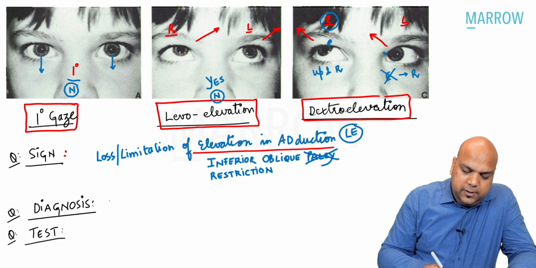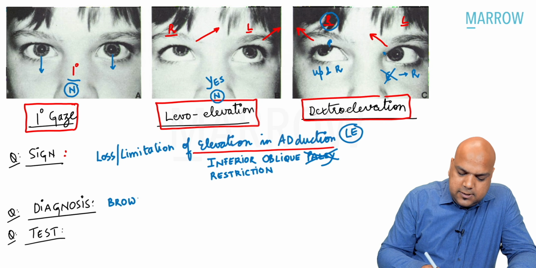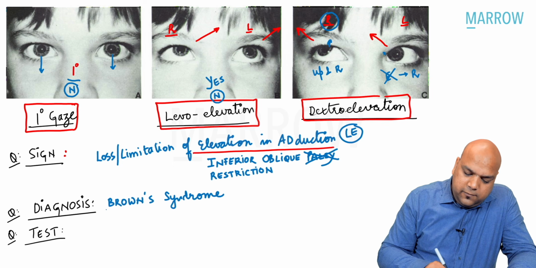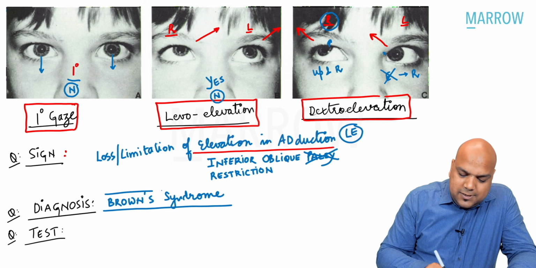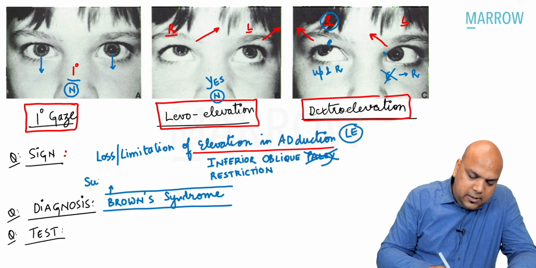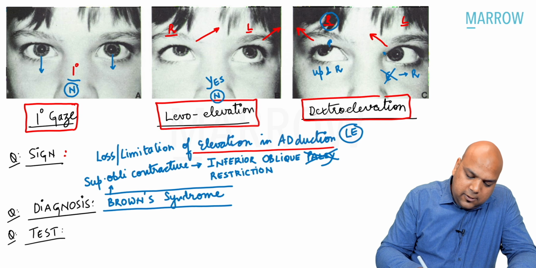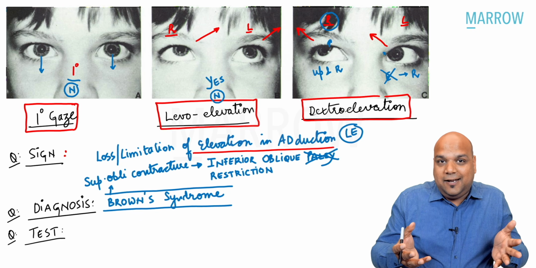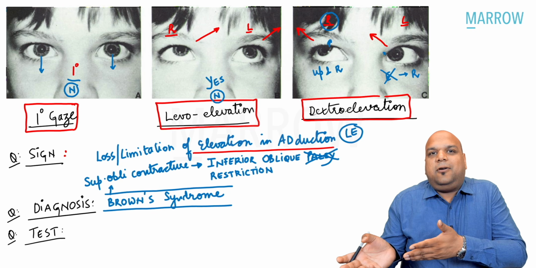Why is there inferior oblique restriction? Due to my diagnosis, that is Brown's syndrome. What is Brown syndrome, if you remember anyone? Brown syndrome is congenital contracture of superior oblique. Superior oblique contracture leads to inferior oblique restriction. Why? Because the superior oblique is contracted, the inferior oblique is not able to contract.